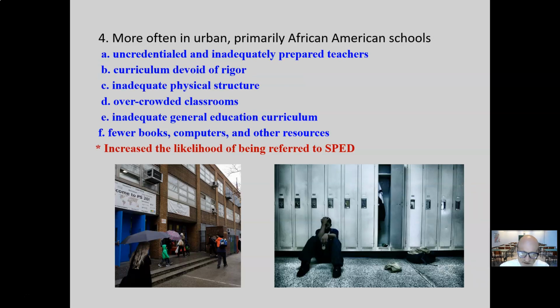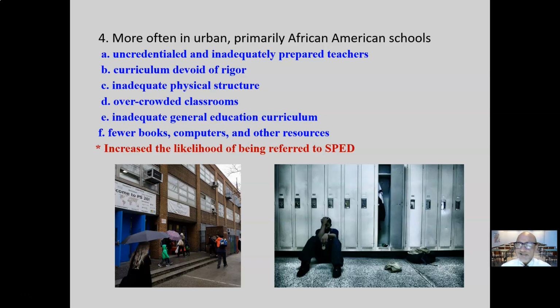More often, in urban, primarily African American schools, you find under-credentialed or inadequately prepared teachers, and not a rigorous curriculum. The physical structures of the schools are not good. They're crumbling. Overcrowded classrooms is probably one of the most significant variables in determining a low quality of education. Add an inadequate general education curriculum and fewer books, computers, and other resources. These all increase the likelihood of being referred to special education.